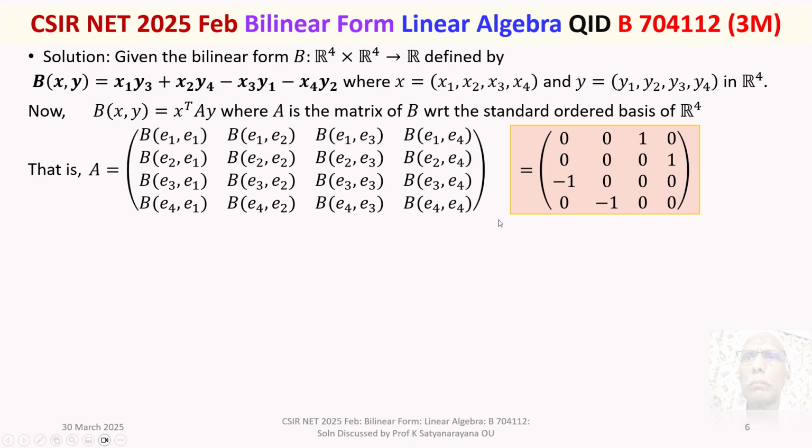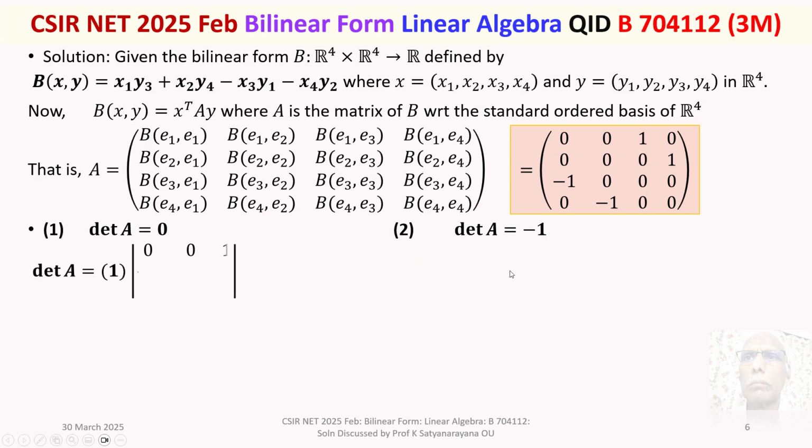Now we are ready. So let's go through the options. Option 1, determinant of A is equal to 0. Option 2, determinant of A is equal to minus 1. Let us take the determinant of A and expand the matrix A through its first row. So it will be 1 times, delete the first row and the third column. The resultant minor is 0, 0, 1, minus 1, 0, 0, 0, minus 1, 0.